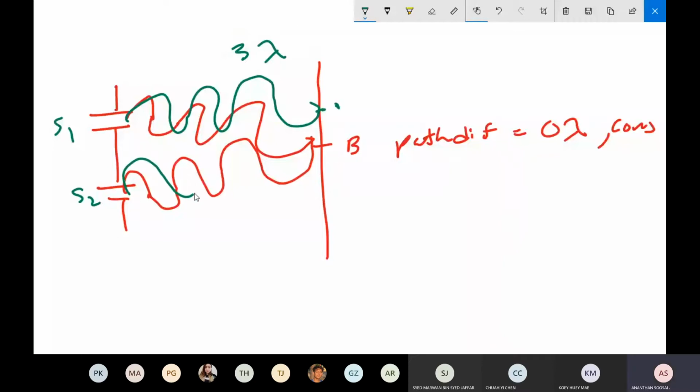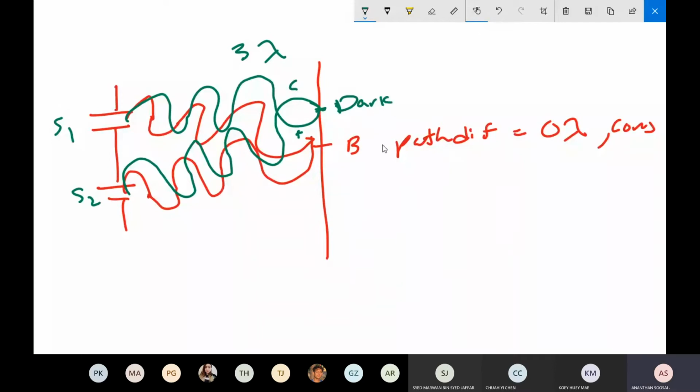So it might travel 1, 2, 3, and let's say exactly another half. So what happened here? The trough meets with the crest. So it forms what spot? This is going to be a perfectly dark spot.